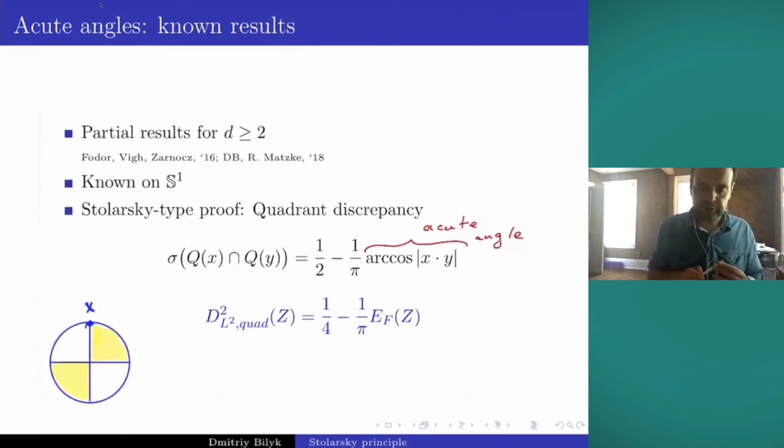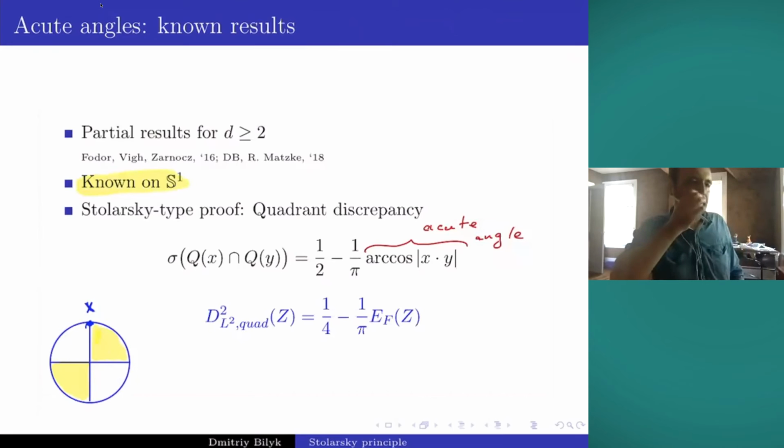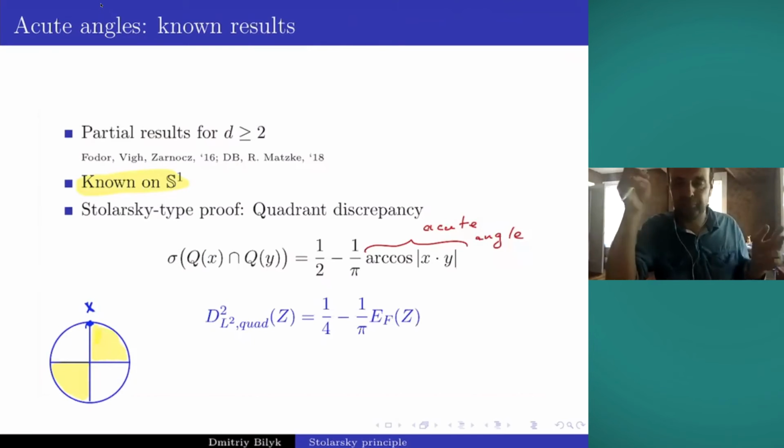There are some partial results in general, but the conjecture is solved on S1. And even there, it's fairly easy, but not completely trivial. The reason I wanted to mention it is that there are several proofs known, and one of the proofs is actually a Stolarsky principle type proof.